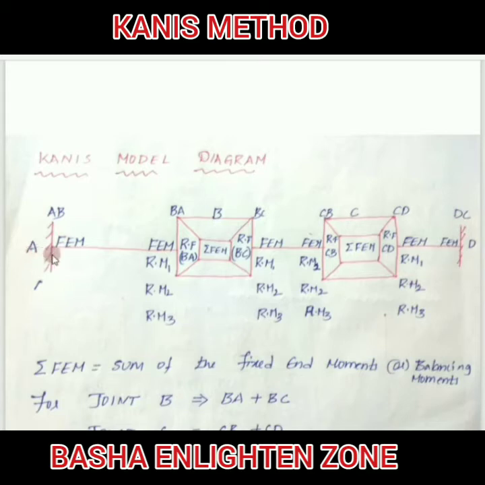That is the reason I am showing the fixed diagram here. After drawing this diagram, first of all, see here, this one will be A and this one will be B, C joint and D joint. After that, here I am writing the members: AB, A to B, that is AB, BA and BC, CB, CD and DC.